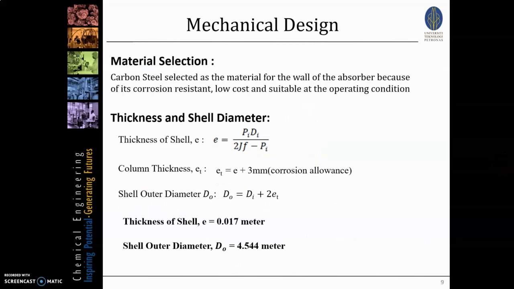to minimize the loss of solvent in gas stream. Okay, for the material selection for our column, we use carbon steel because it has a high corrosion resistance and low cost. The thickness of the shell is calculated to be 0.017 meter and the outer diameter of the shell is calculated to be 4.544 meter.